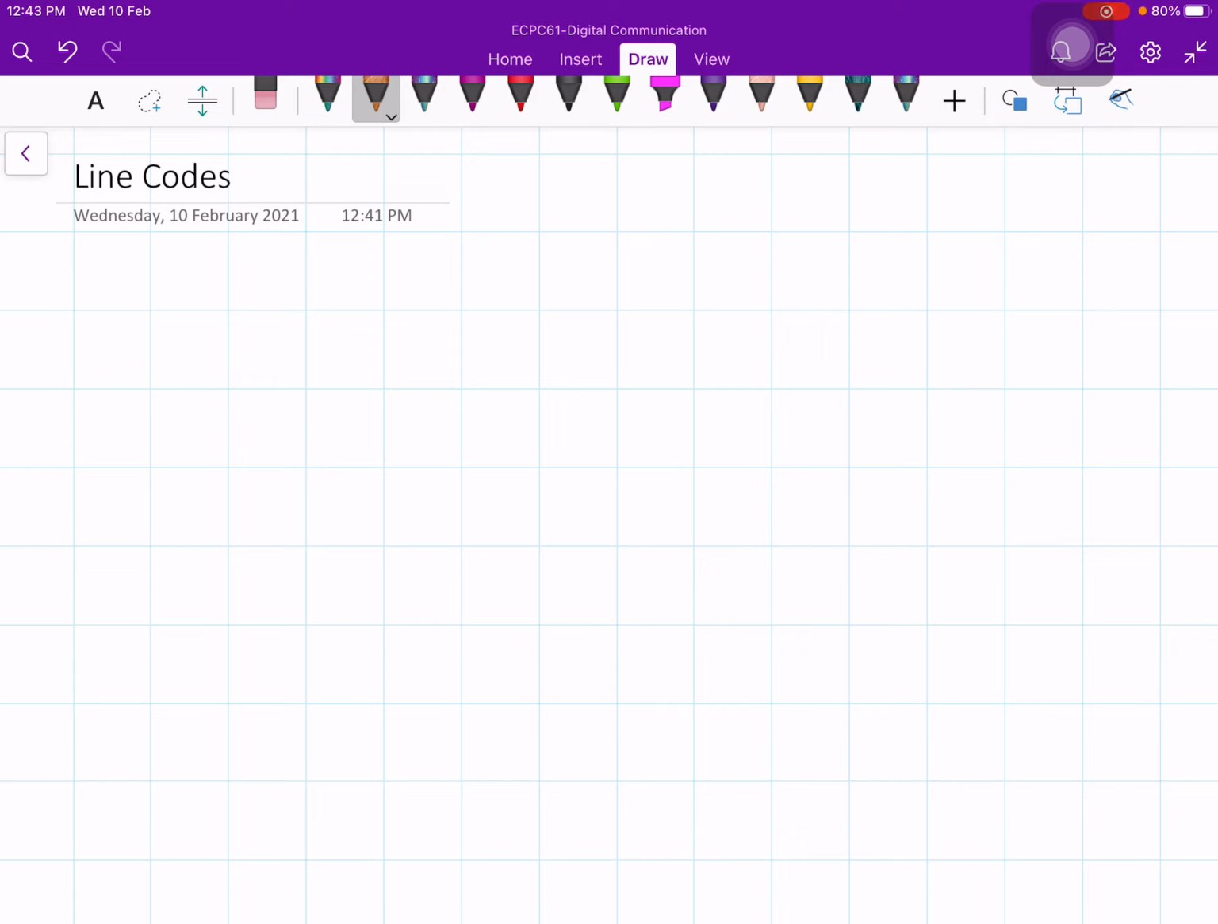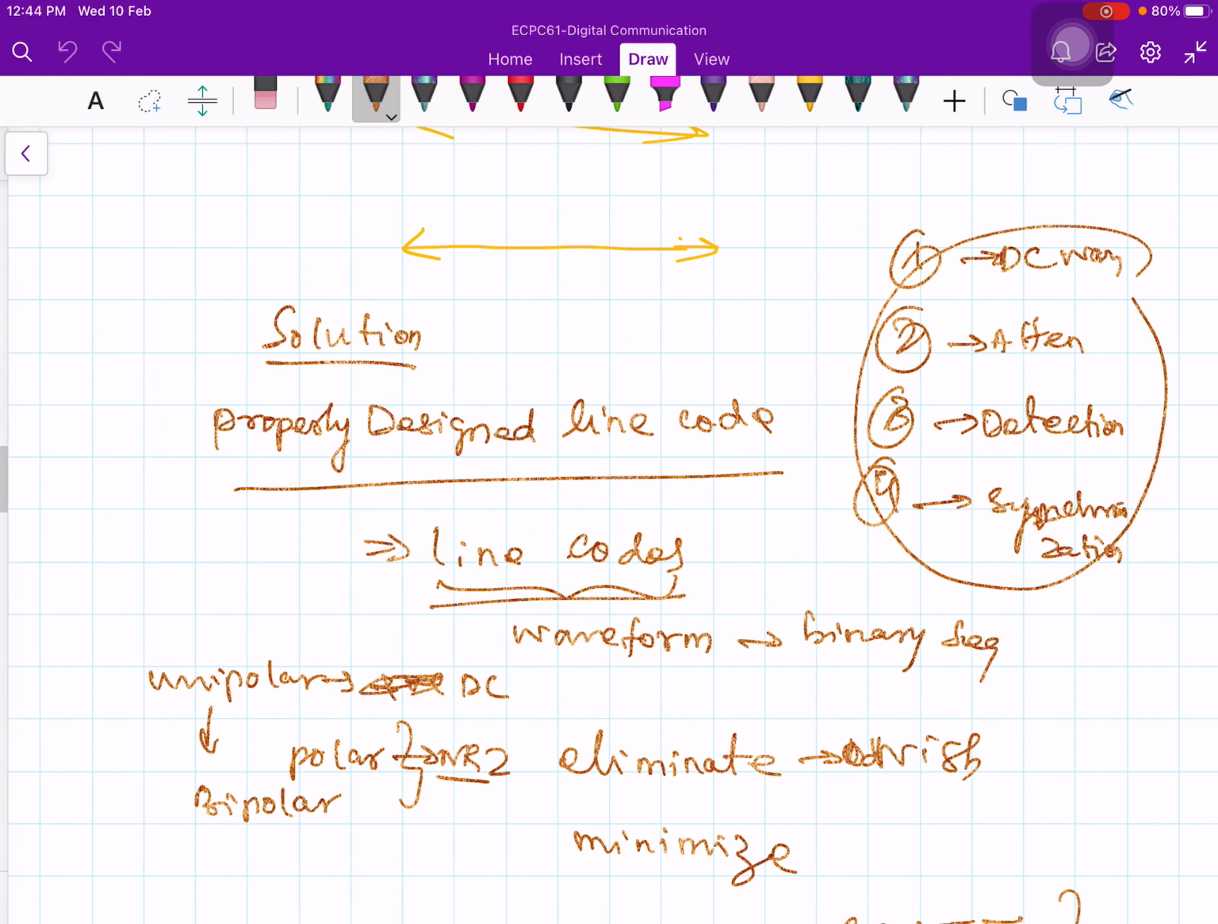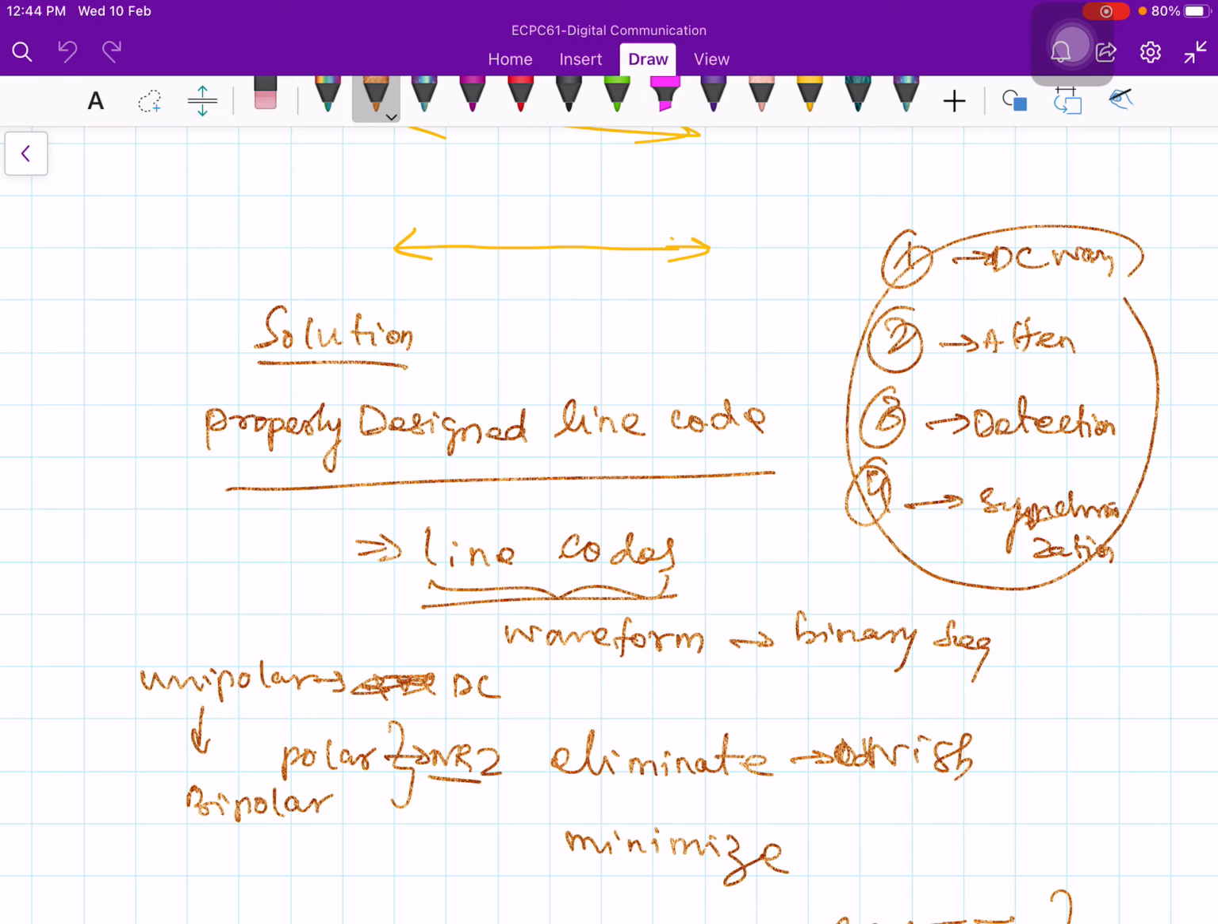In this lecture, let us discuss line codes. If you recall, in the last lecture we started the line codes, and so we said there are four problems when you design a line code.